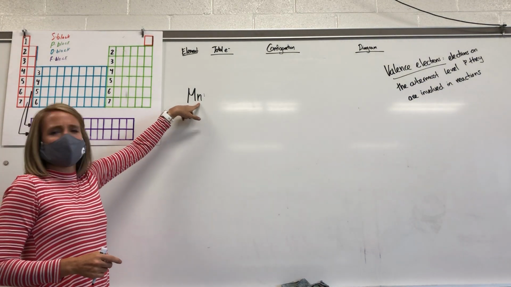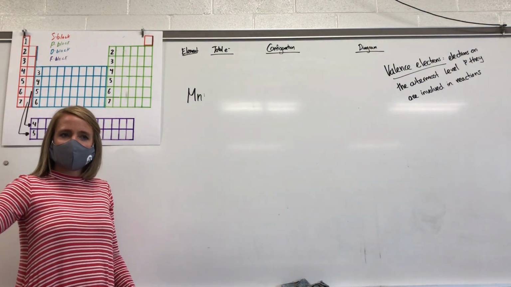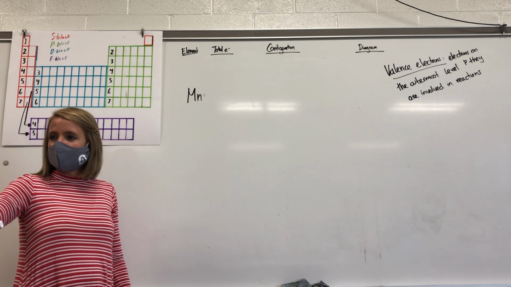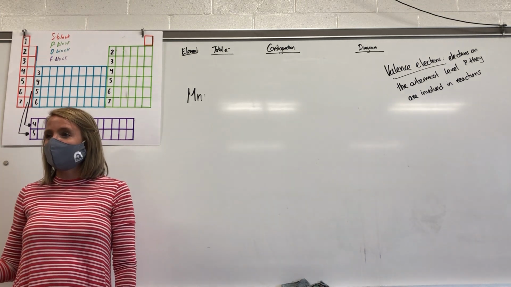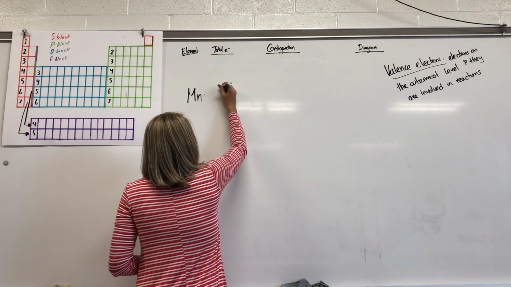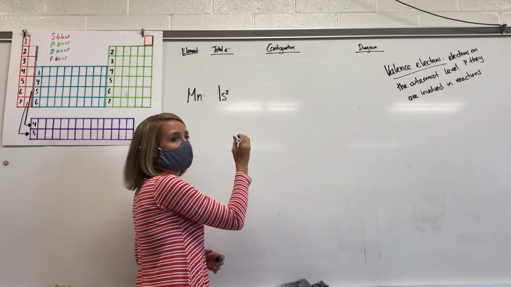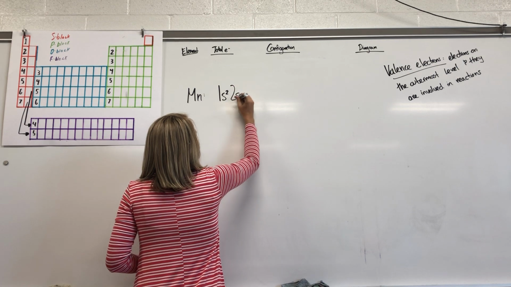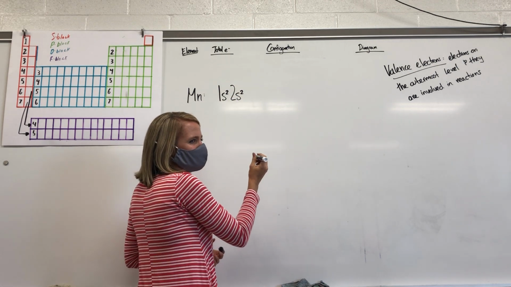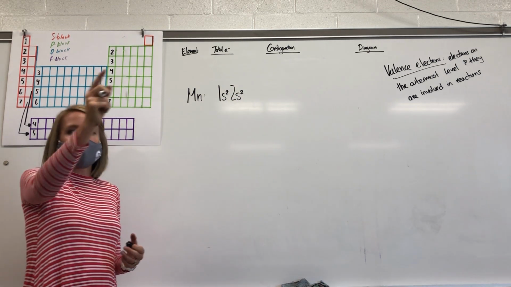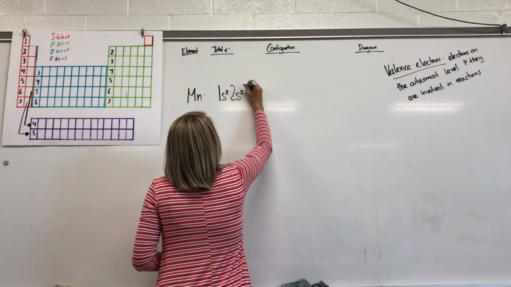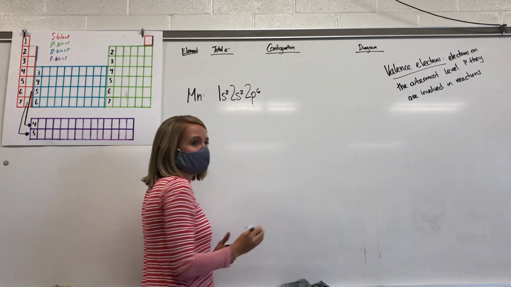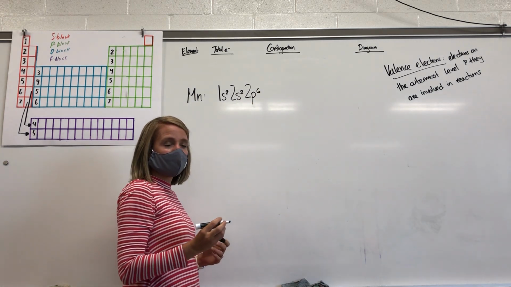Find manganese on your periodic table. Put your finger on it. I've got to count all the way up to 25. So I'm going to start with 1s, 2. 2s, 2. I'm just reading left to right, left to right. I've done it so many times, but that's what I'm doing. 2p, 6. What comes after 2p?